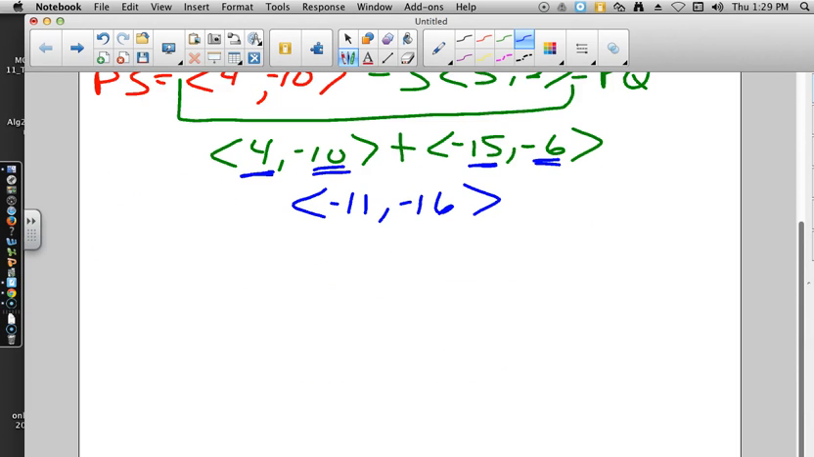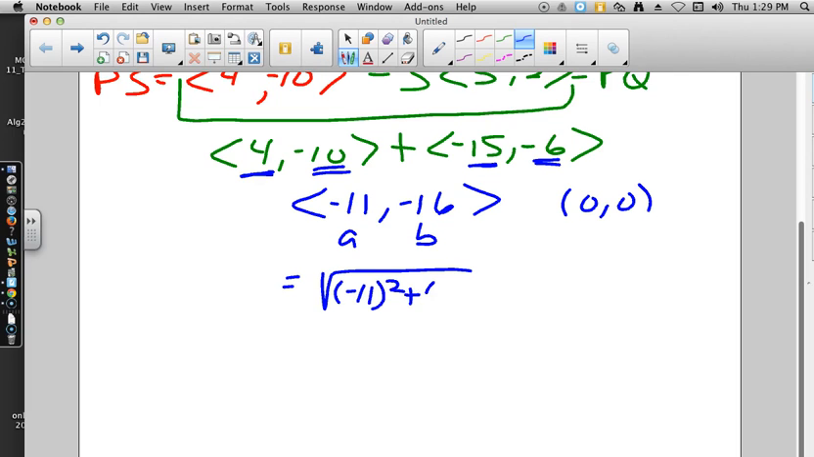And the magnitude of the vector in component form, we use the distance formula, but we get to use it with 0, 0. And so that means instead of the square root of x sub 2 minus x sub 1, the quantity squared, plus y sub 2 minus y sub 1, the quantity squared, we basically just use, in terms of a and b, a squared and b squared. So it's the square root of negative 11 squared plus negative 16 squared, because negative 11 minus 0 is negative 11, and negative 16 minus 0 is negative 16.